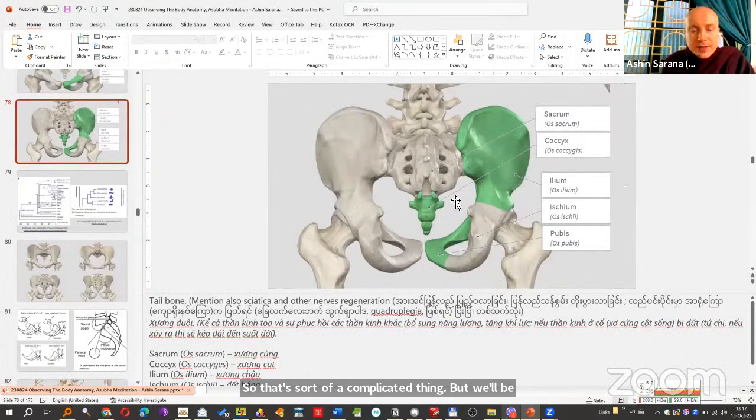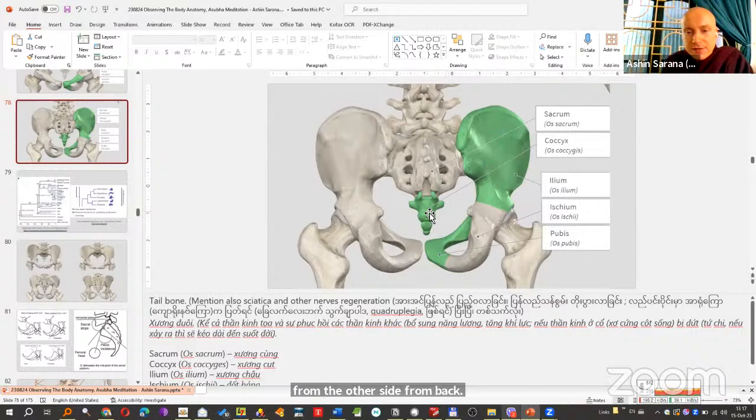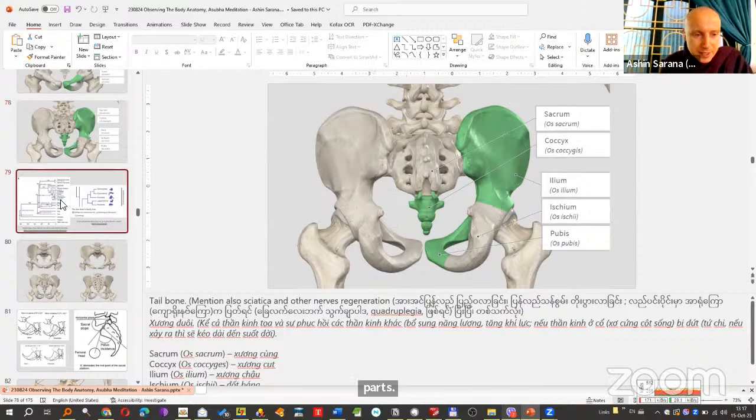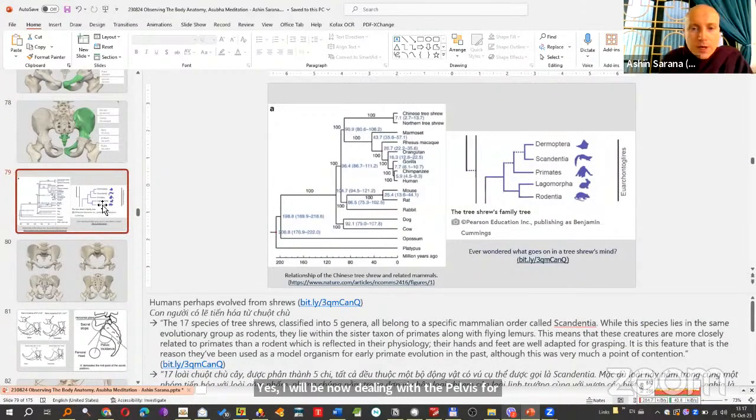So now this is the pelvis from the other side, from the back. Again, we see the coccyx here from the back, and the other parts. Yes, I will be dealing with the pelvis for some time. Now we are going to look a little bit at the evolution idea.